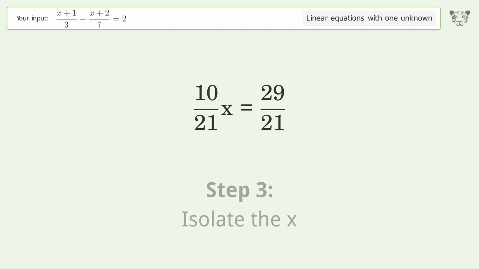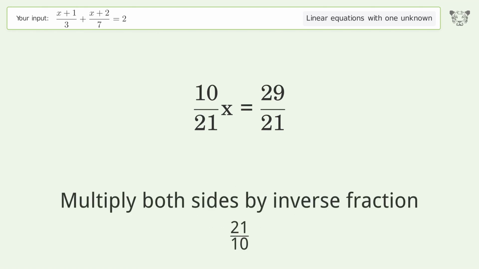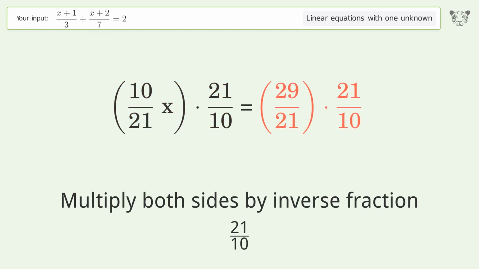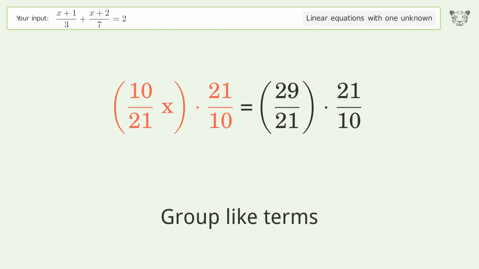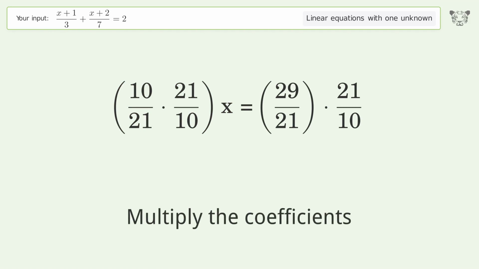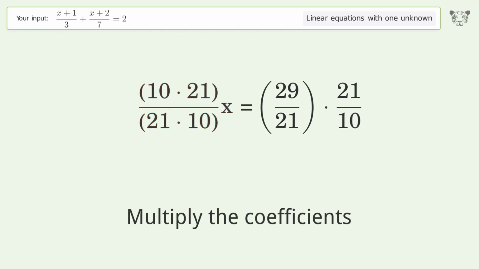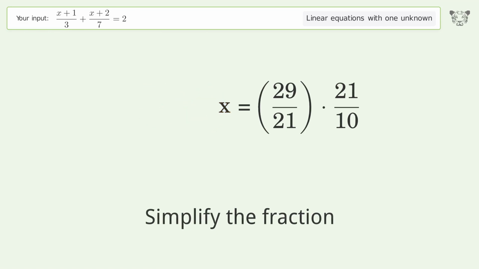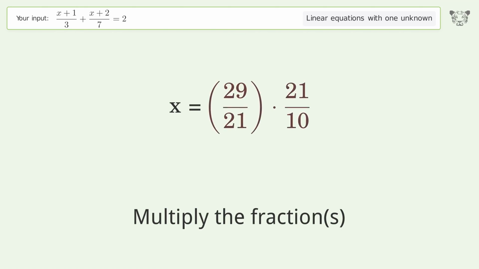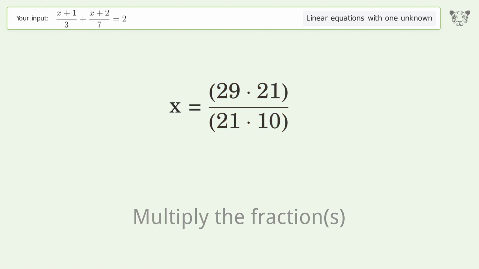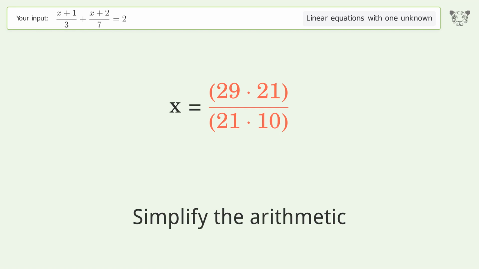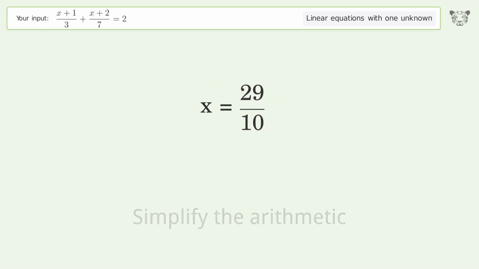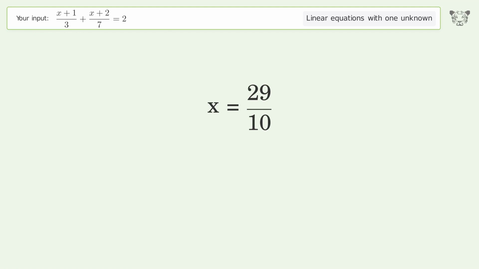Isolate the x. Multiply both sides by inverse fraction 21/10. Group like terms. Multiply the coefficients. Simplify the fraction. Multiply the fractions. Simplify the arithmetic. And so the final result is x equals 29/10.